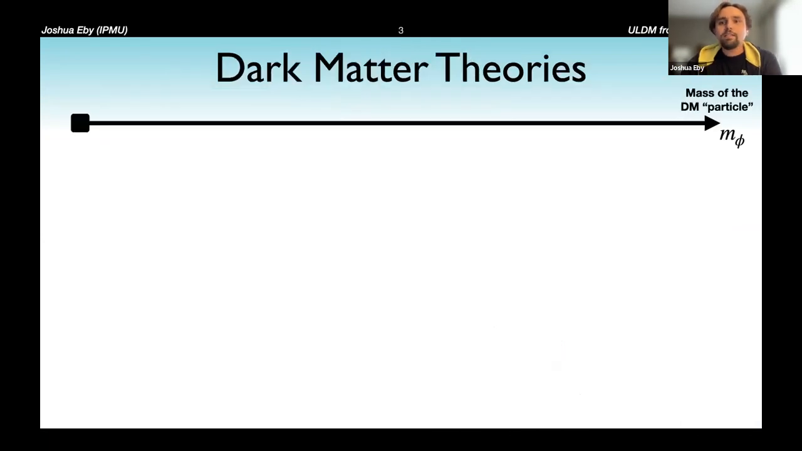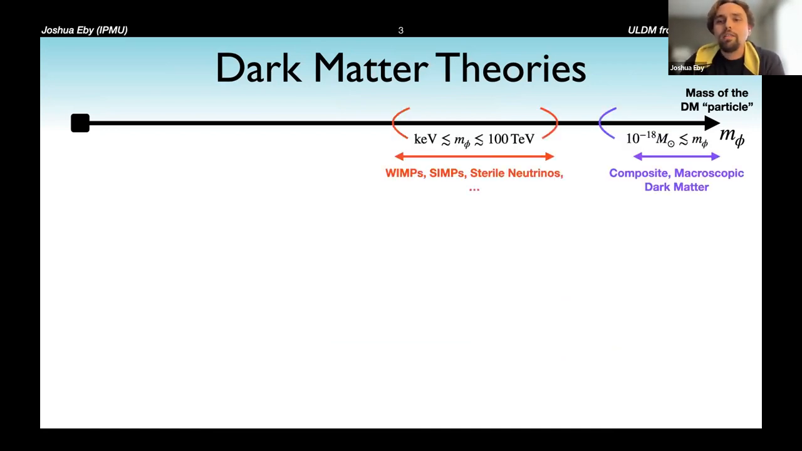There are lots of good ideas about what dark matter might be. Just to distinguish what I'm talking about today from what I'm not talking about, I just want to classify generally ideas about dark matter on this simple axis of particle mass. There are lots of really good and interesting ideas at the very heavy end, what you might call composite or macroscopic dark matter. These could be primordial black holes.